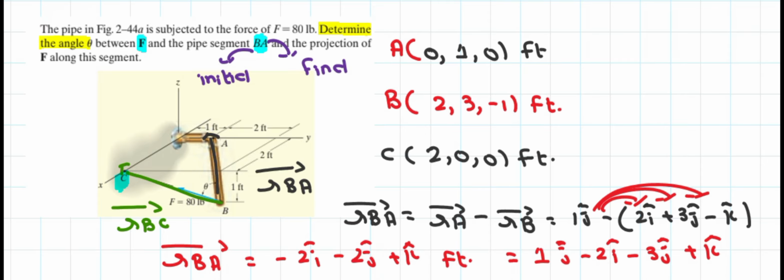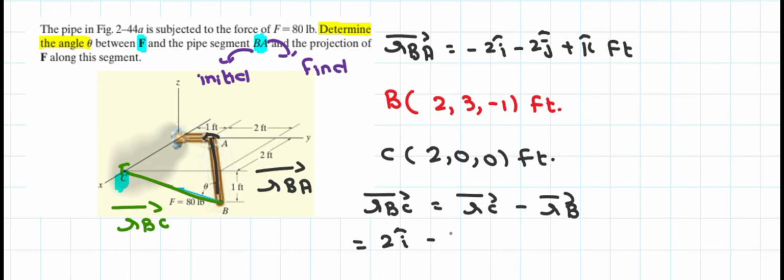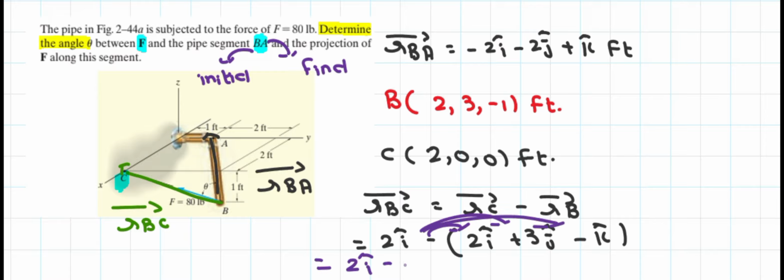Now let's find out the position vector of RBC. The position vector of RBC is equal to RC minus RB. The location of RC is nothing but 2I cap, and the location of RB is nothing but 2I cap with positive 3J with negative K. So again, multiply negative to the individual unit vector present here. So 2I cap with negative 2I with negative 3J with positive K. So the positive 2I will get cancelled out by the negative 2I. So the position vector of RBC is nothing but negative 3J with positive K foot.